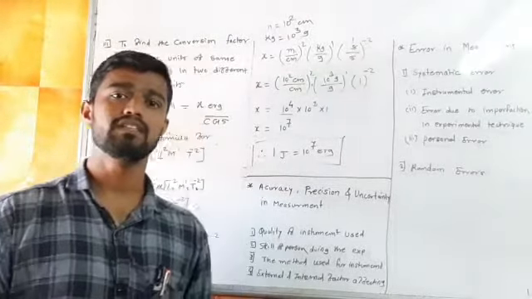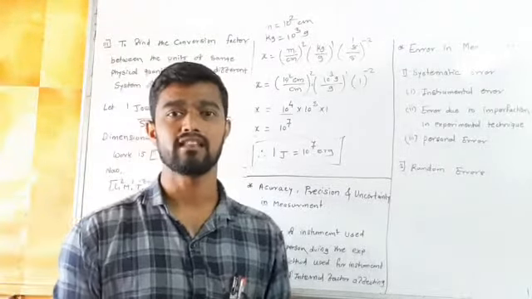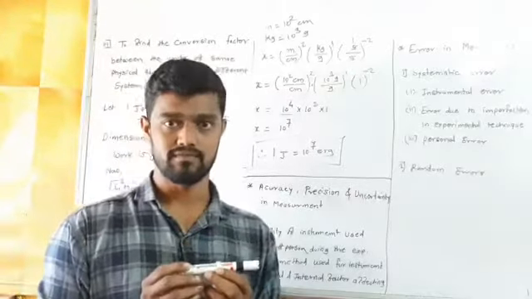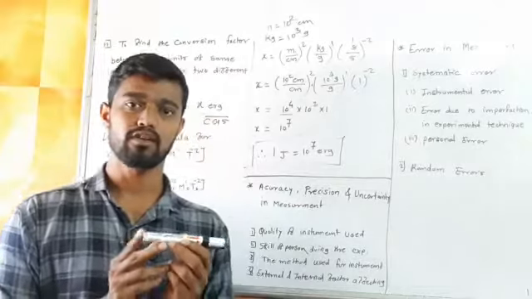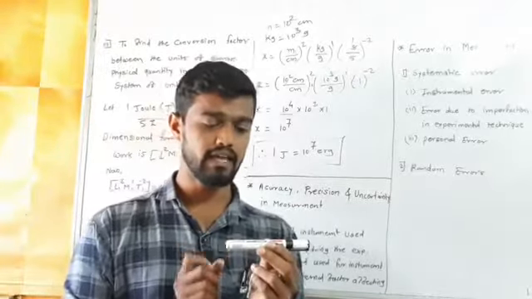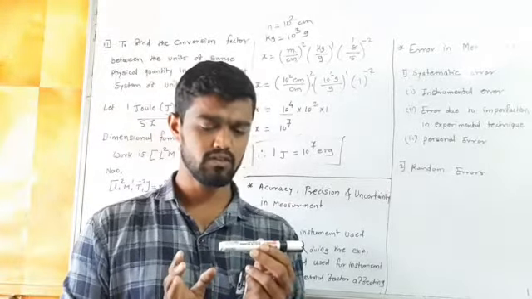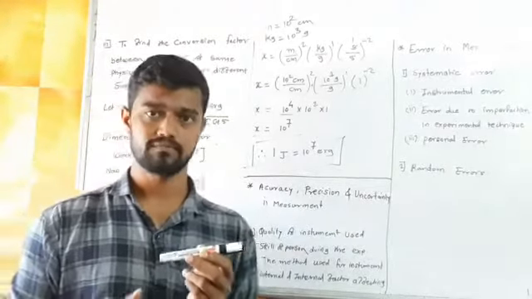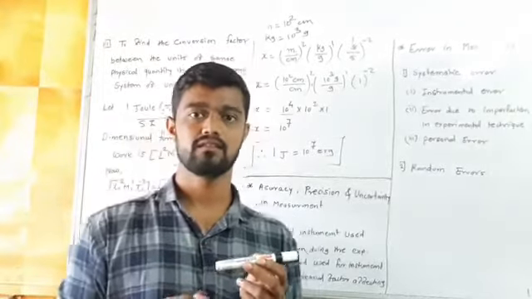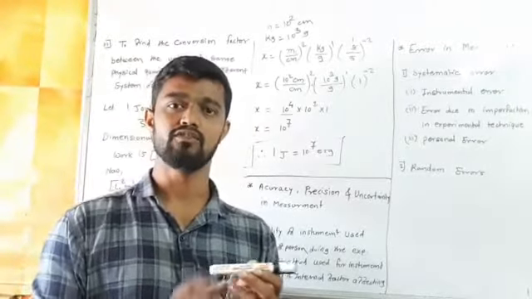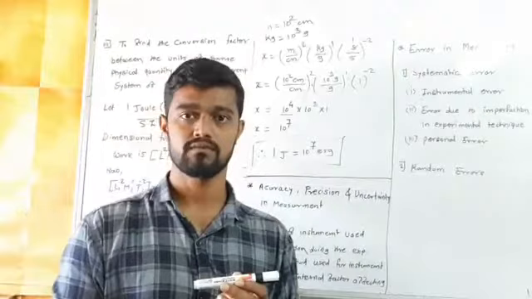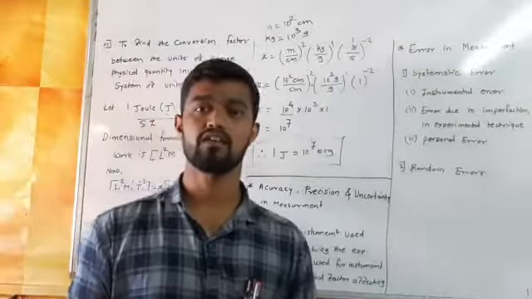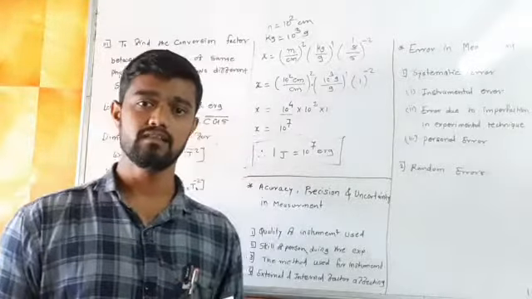When you find out the length of this pen and you get an accurate value, for example, this pen has a length of nearly 13.5, and you measure 13.5. The theoretical value is 13.5 and the measured value is 13.5. So this is called accuracy in measurement.